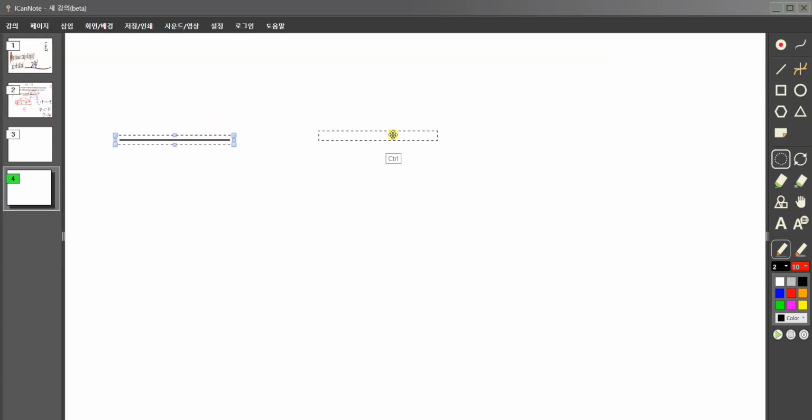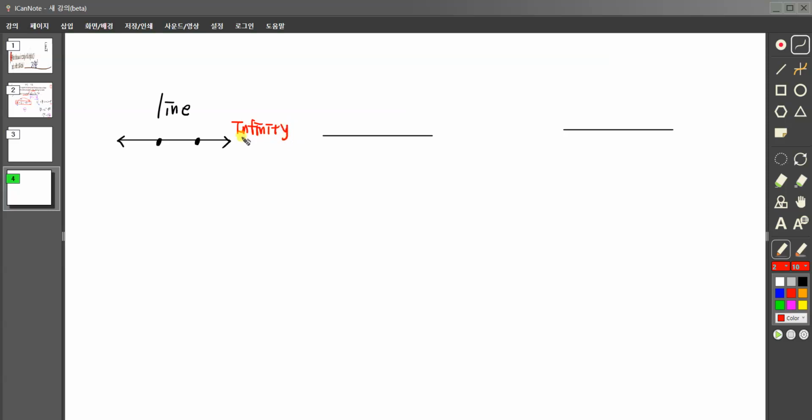There are three kinds of lines. One is really a line. It never ends. It goes to infinity. Infinity means never end. So number one, line, goes to infinity. And there is a segment. It has an end. On each side, right side and left side, there is an end.